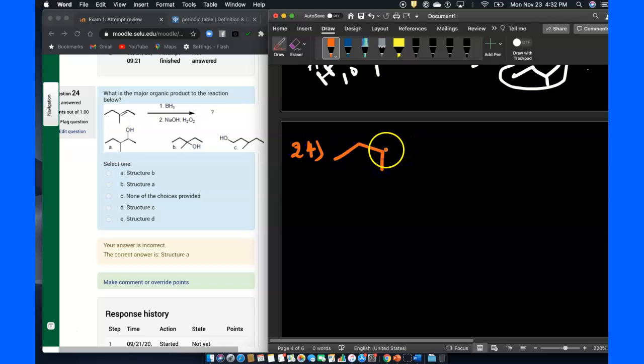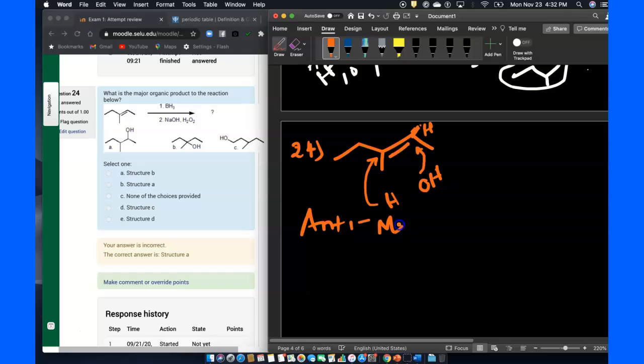This is called anti-Markovnikov addition. So basically, when you're given these reagents, the hydrogen goes where there is less, and then the OH from the reagent will go where there are more hydrogens. Usually, it should have been the other way around for Markovnikov addition, but this is called anti-Markovnikov addition. You can review that in your slides. So the product here will be like this.